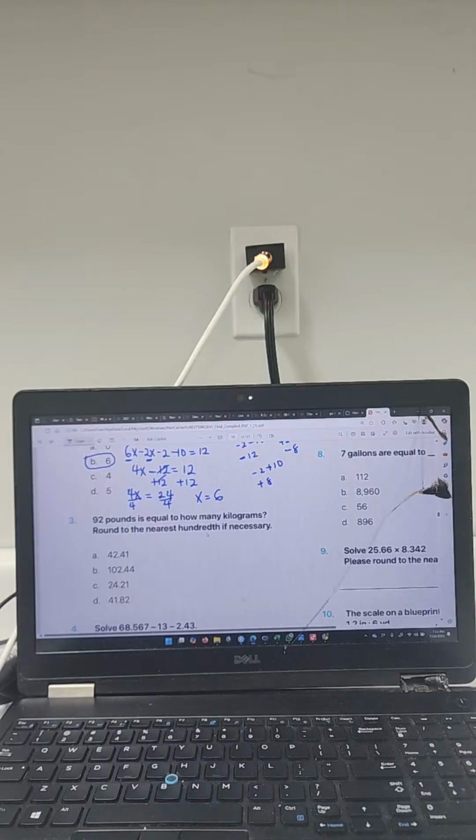My question here is, 1 kilogram is equal to how many pounds? If you have an idea, 1 kilogram is equal to how many pounds? Put that in the comment section. So I'm going to wait for some minutes.